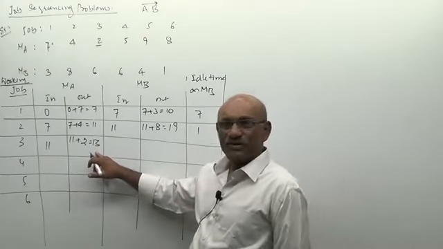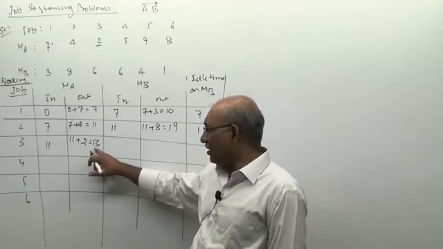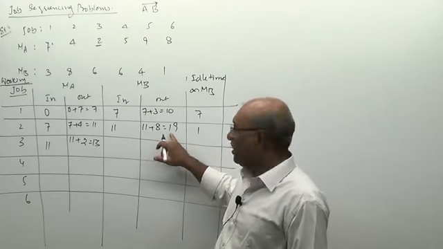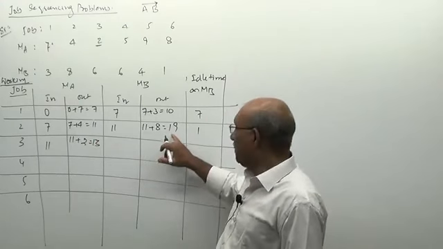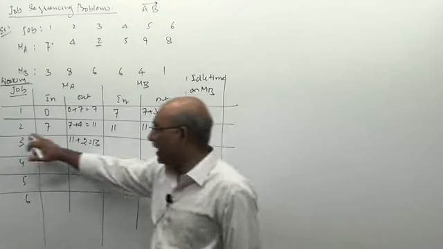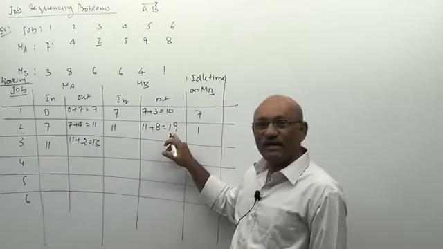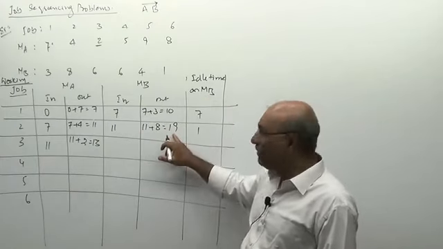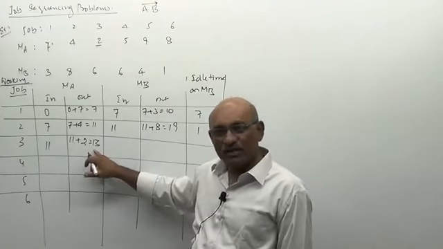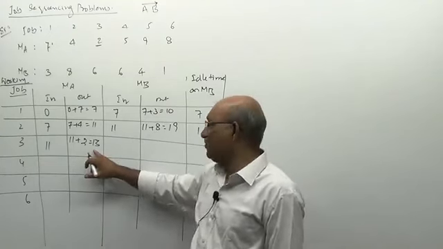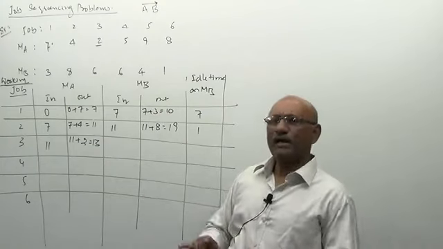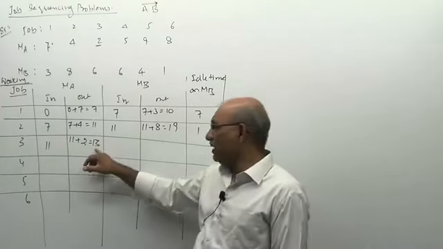At this stage, can I pass on this job from machine A to machine B? The answer is no. Why? Machine B is busy with the second job till the end of the 19th hour. Therefore, job number 3 has to wait here for another 6 hours, from the end of the 13th hour to the end of the 19th hour.